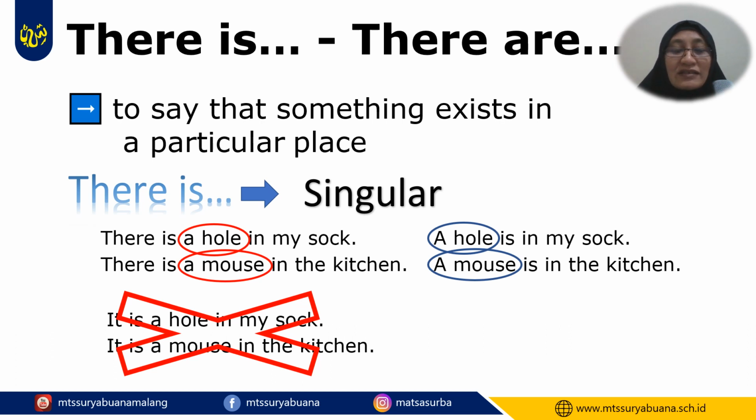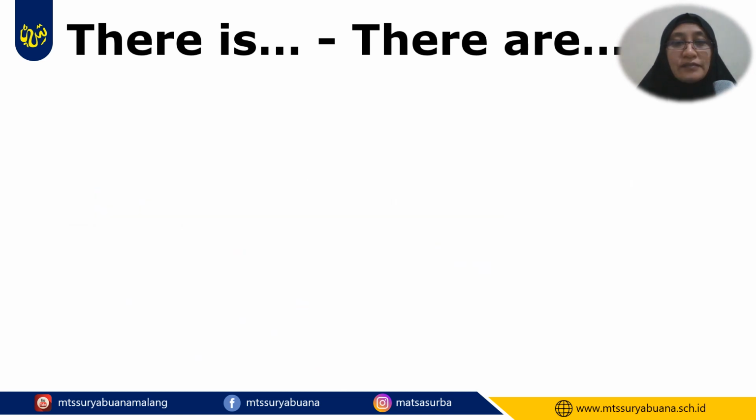Okay, the sentences here already have a subject, a hole and a mouse, and both of them are only one subject. So, there is here is used for the subject that is only one. What about if the subject is more than one? Right, we use there are.